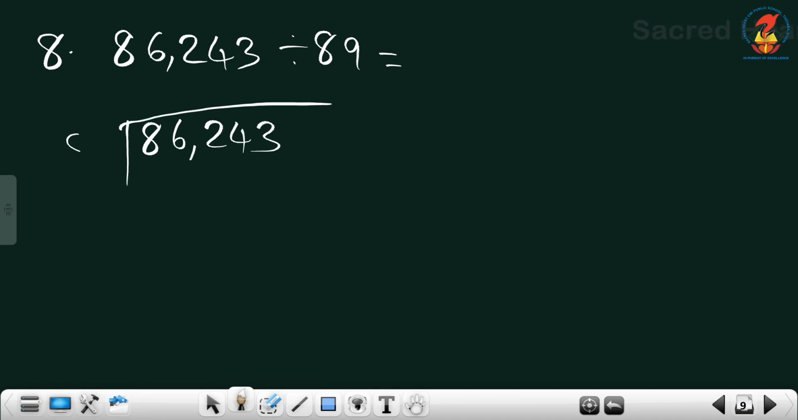86,243 divided by 89. First digit is 8. 8 is less than this, so we need to consider 2 digits together. That is 86. 86 is less than this. So I need to consider 3 digits together, 862. 89 into which number equals? Bigger number only I need to get. That's why 89 into 8, first I will check it like that.